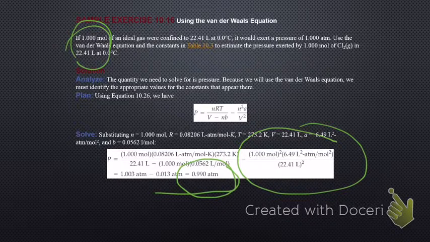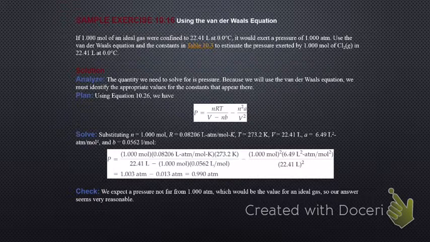This makes sense because we are under conditions where it wouldn't deviate too greatly from the ideal gas law. Okay? So it seems very reasonable.